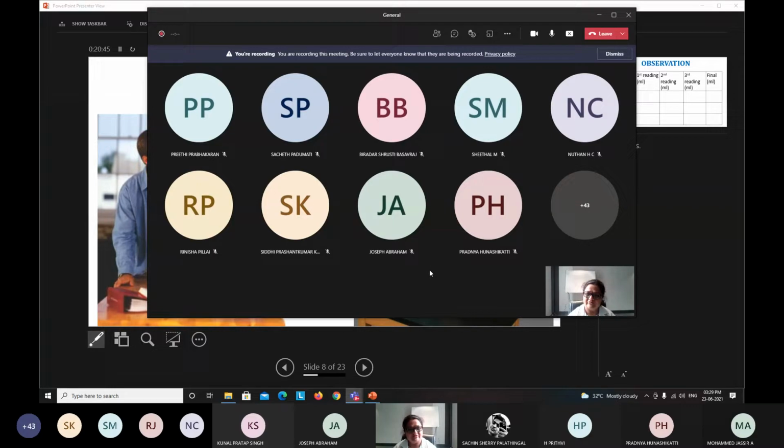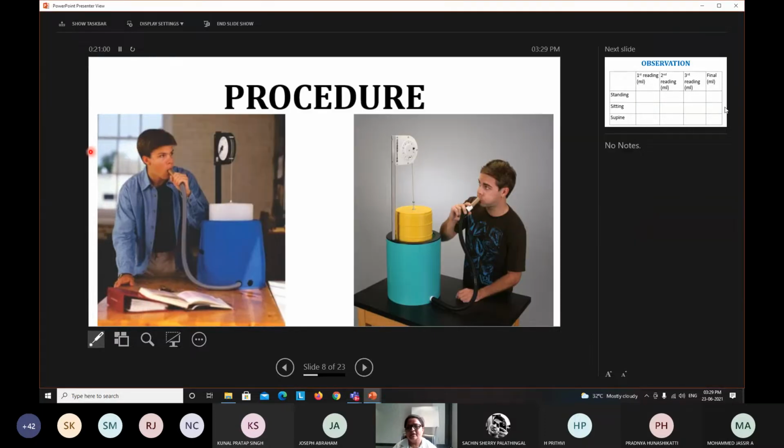You understood, no? Very simple steps. Just have to blow. That is it. That is the procedure. That is why it is called simple spirometry. Understood? So next is, what is the next step?